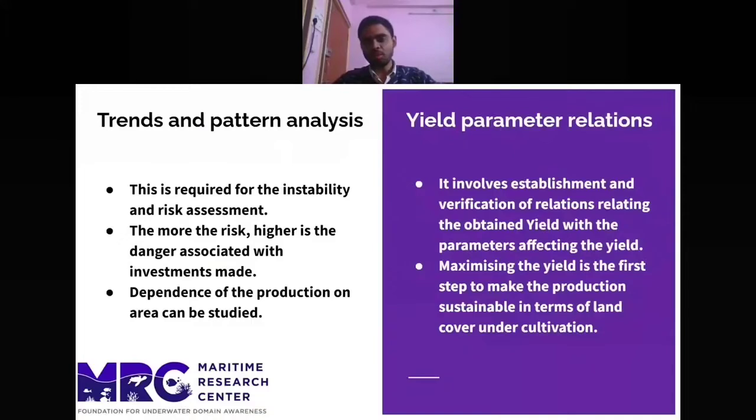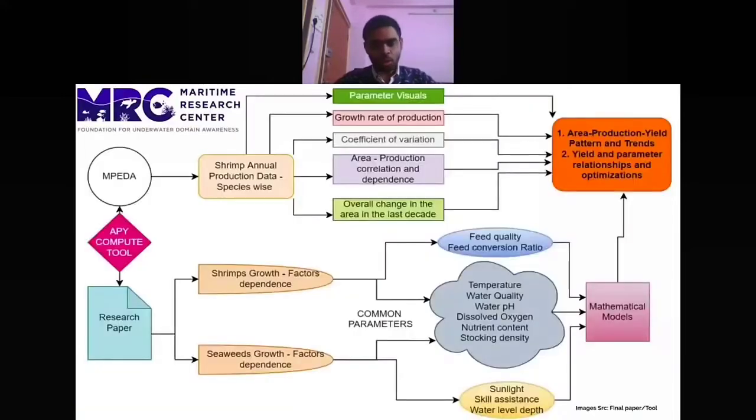This is a pure mathematical relation which we are trying to establish, and it involves how to relate yield with the parameters. These parameters are the environmental parameters, and if we try to maximize the yield, then with the same amount of area, our production can be maximized. And with low losses and low waste in the industry, our whole industry can be made sustainable.